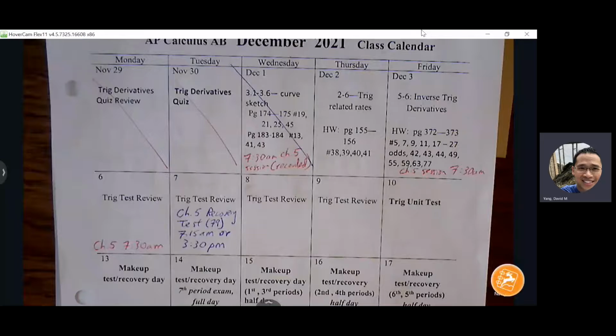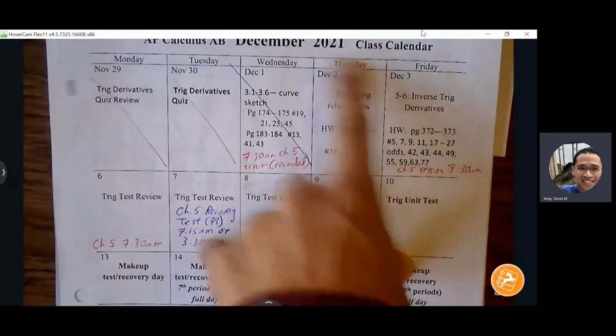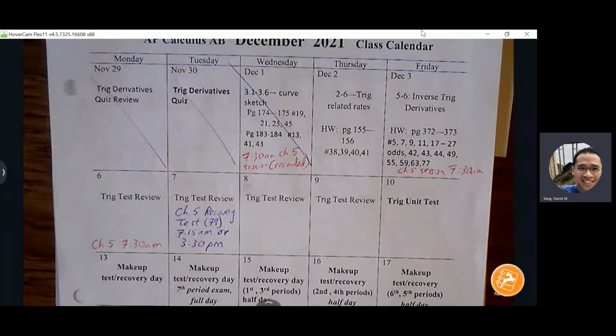To page 14, and today we're going to go over inverse trig derivative notes. Last day of new material. Okay, next week we're going to start reviewing.